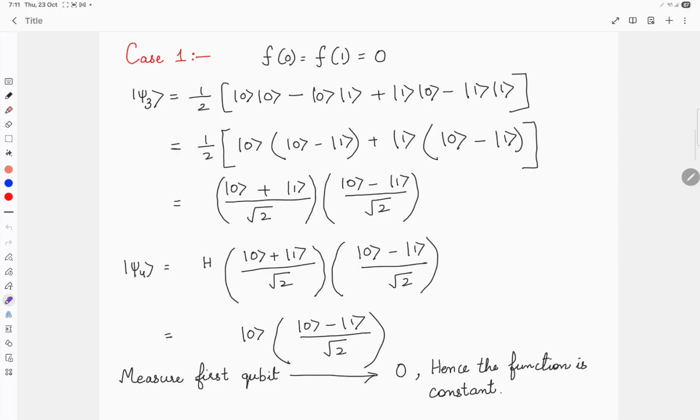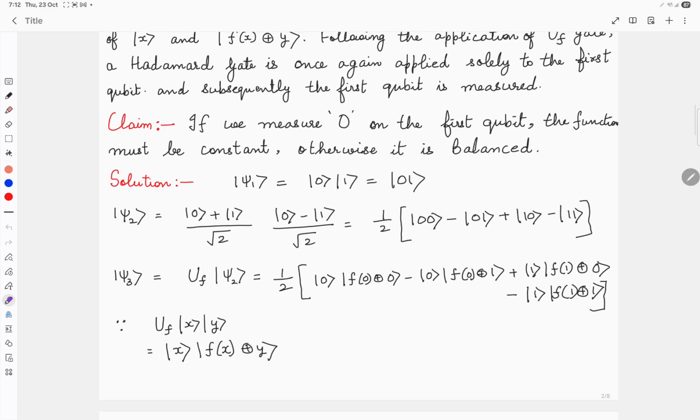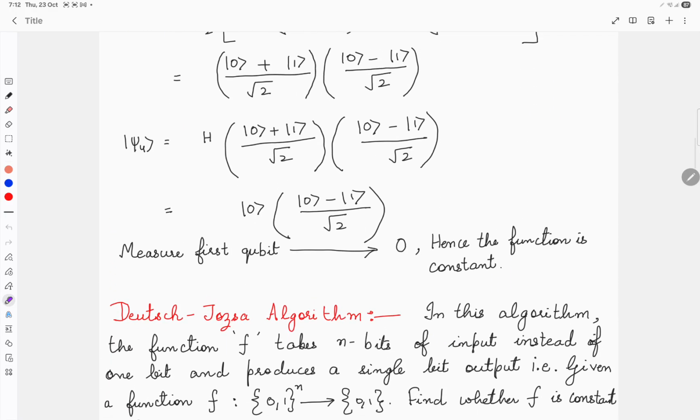Then we pass the first qubit through the Hadamard gate. The second qubit is as it is. When ket 0 plus ket 1 over root 2 is passed through the Hadamard gate, we will get ket 0, and the second qubit will be as it is. And if you see the quantum circuit, we then measure the input qubit, that means ket x. When we measure this qubit, we will get 0.